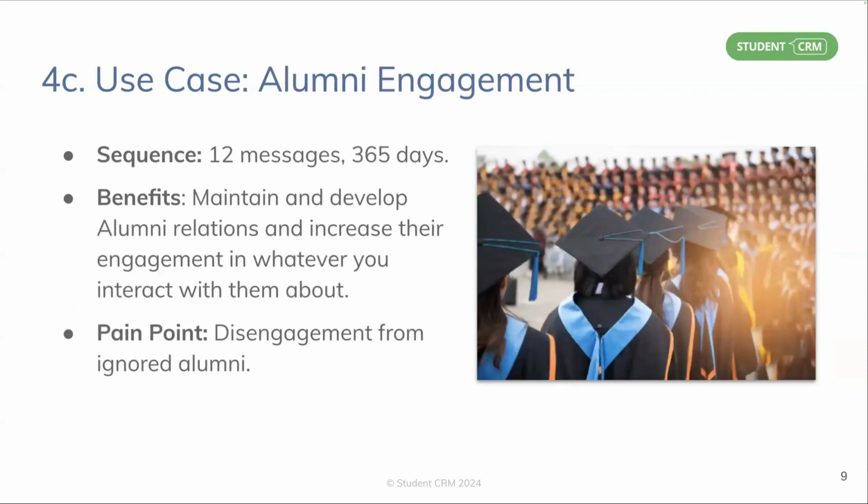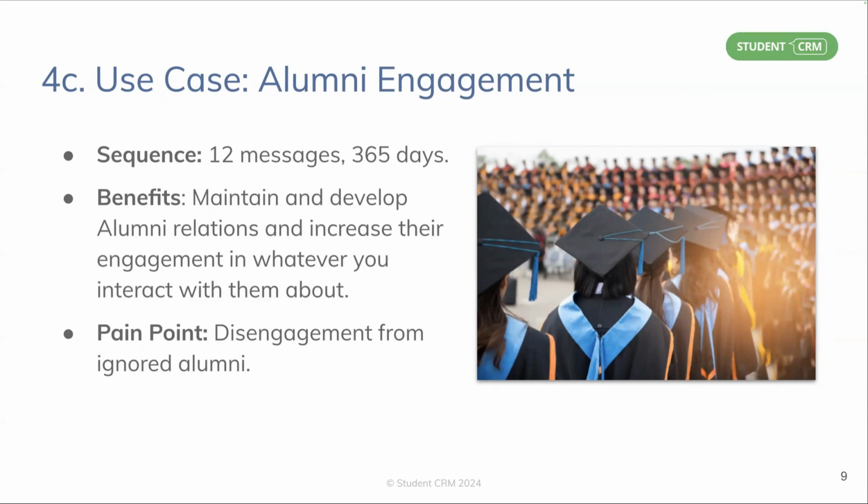Use case C, alumni engagement. Quite a few universities choose to use Contact Manager to manage their alumni. So at the end of each year, they'll get new graduation data. It goes into Contact Manager, and their alumnus record on each one says what their graduation is. So you can very closely target for alumni engagement. And I'm suggesting that you again send out 12 messages over a year.